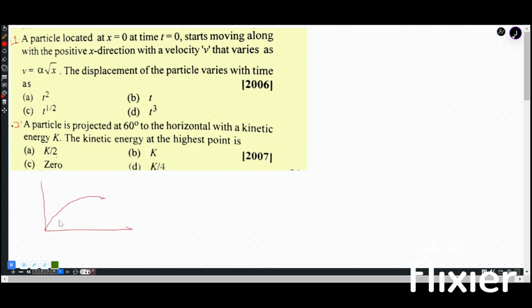Now first we'll draw the projectile motion. When we throw any object at an angle theta, it will have two velocity components: one is the horizontal velocity component and the other is the vertical velocity component. For a velocity v, the horizontal velocity will be v cos theta and the vertical velocity will be v sin theta. Theta in this case happens to be 60 degrees.